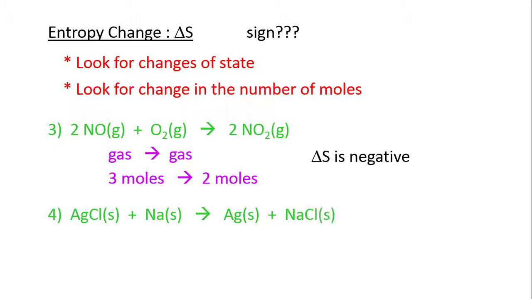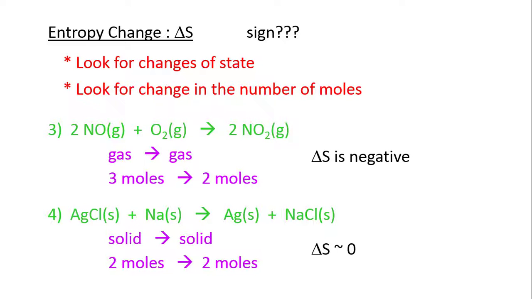In our last example, solid silver chloride reacts with solid sodium to produce solid silver and solid sodium chloride. There is no change of state. Solid goes to solid. There is no change in the number of moles. 2 moles goes to 2 moles. In this case, we can't determine the sign of delta S. There may be very small changes due to differences in the crystal lattices of the solids, but our conclusion is that delta S is small, close to 0.